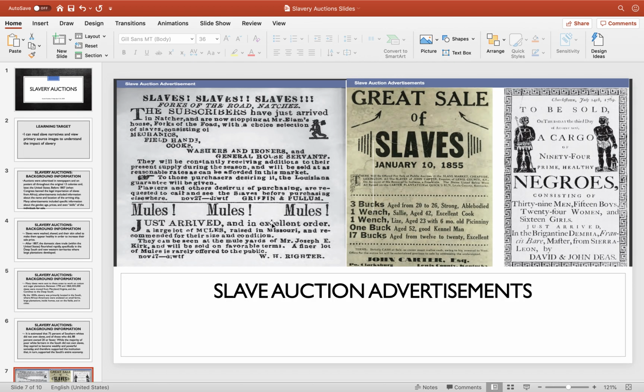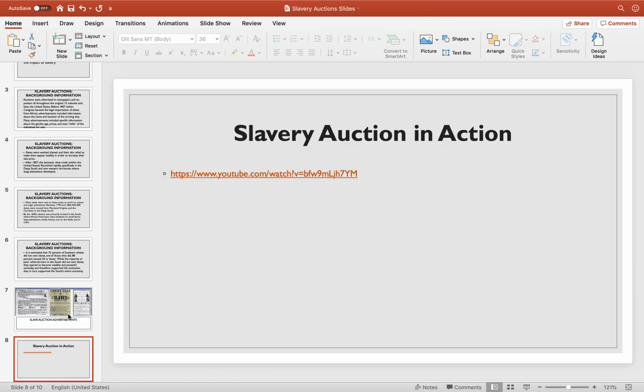Once again, we went over these advertisements, and here's going to be a video of a slavery auction in action, what it actually looks like. I don't know if you've ever been to an auction, but basically, you have things for sale, and whoever offers the highest price ends up buying whatever it is. I'm sure you've heard it before: going once, going twice, and if nobody else offers a higher price, that person ends up buying it. That's what was happening with slaves.